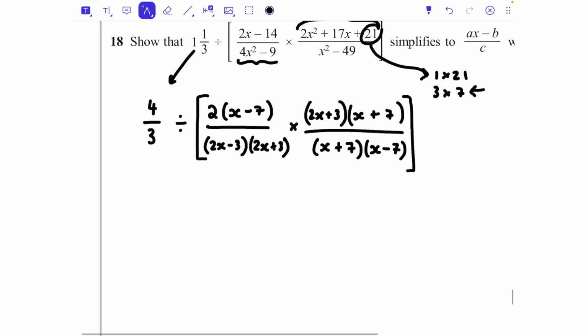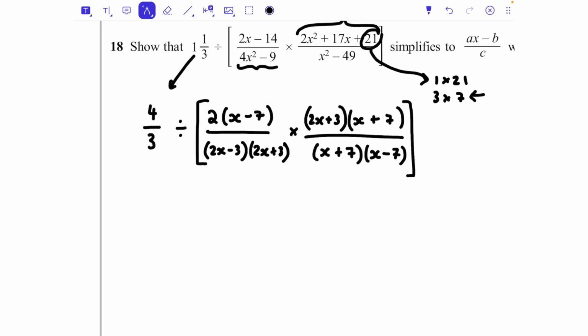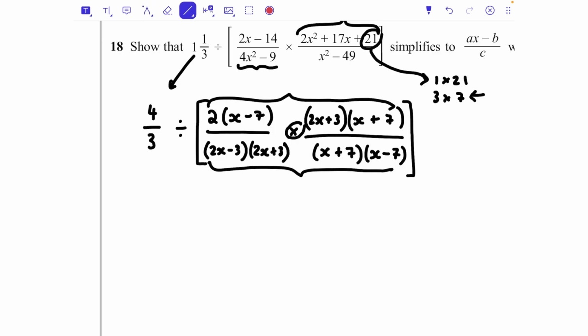Now let's simplify anything that we can. So in a fraction, if we can divide the top and the bottom by something, then we're going to do that. Because this is multiplying, you can think of all of this as one numerator and all of this as one denominator. When we times fractions, we just times everything on the top together and everything on the bottom together. So let's cancel. I can cancel x minus 7 there with x minus 7 there. And I can cancel x add 7 there with x add 7 there. And I can cancel 2x add 3 there with 2x add 3 there.